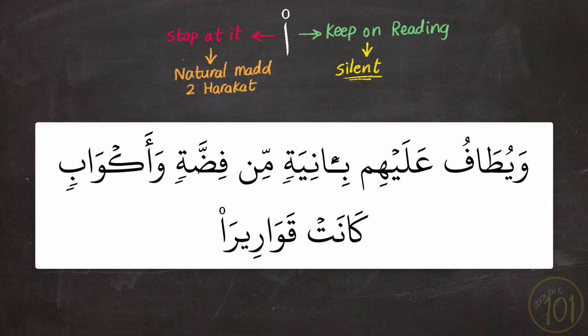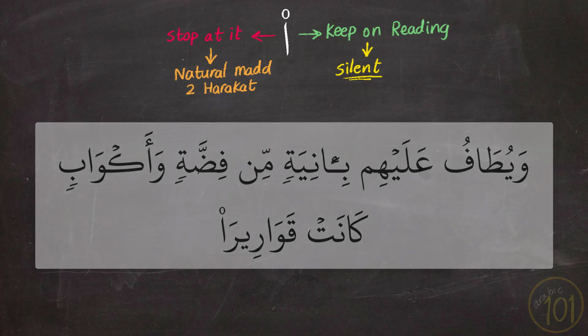وَيُطَافُ عَلَيْهِمْ بِآنِيَةٍ مِّن فِضَّةٍ وَأَكْوَابٍ كَانَتْ قَوَارِيرًا. Here, as you've heard, when I stopped at this word, I said قَوَارِيرَا with an alif at the end of the word of 2 counts.